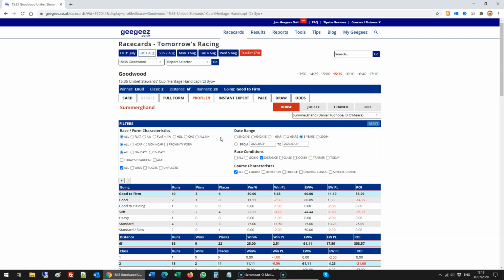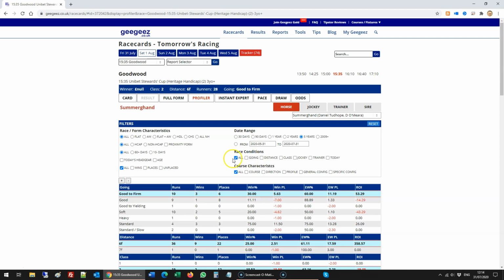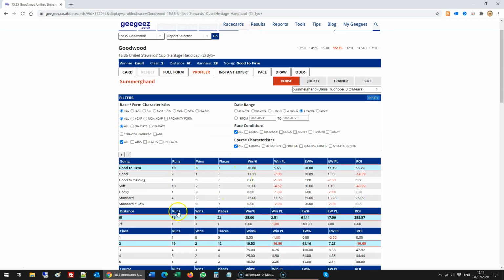Obviously, with a horse with very little form in the book, it's not going to add a huge amount of value, but with some of the horses that have run 20, 30, 40 times, then you can start to build up a picture of their optimal conditions, and that's really the idea with the profiler. So if I just take that distance one off, you can actually see that Summer Hand has almost exclusively run at 6 furlongs. So that is looking at horse form through the profiler.